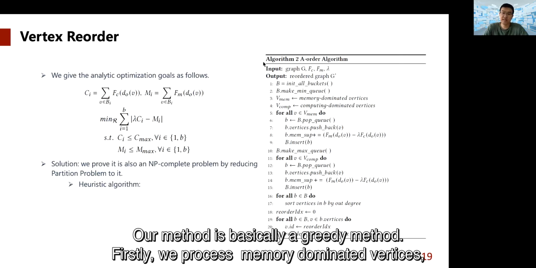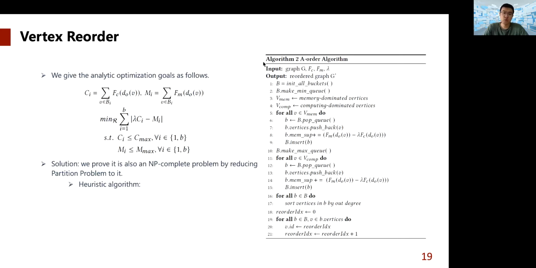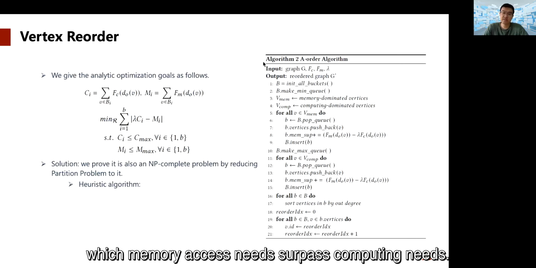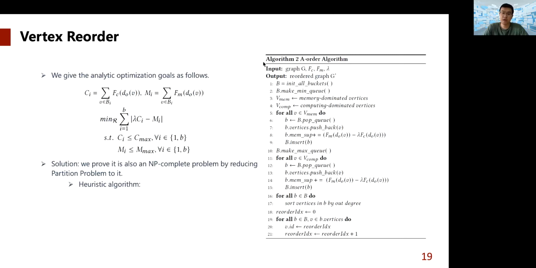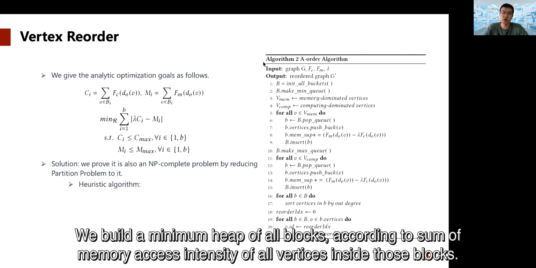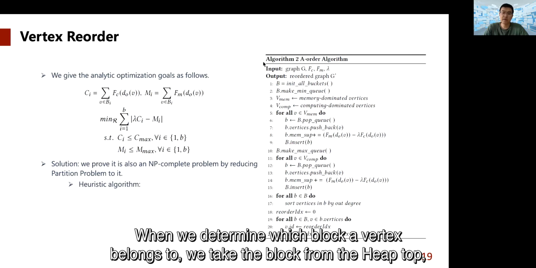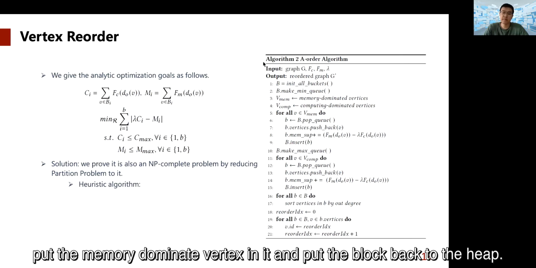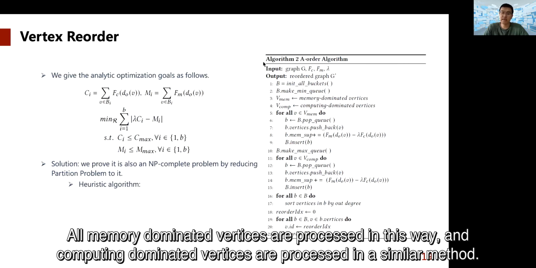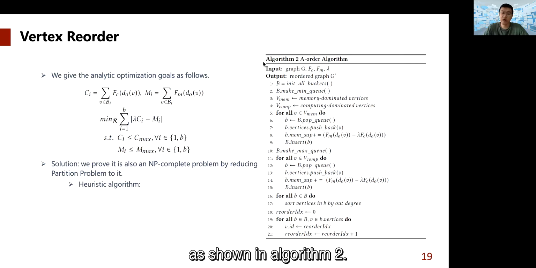Firstly, we process memory-dominated vertices, whose memory access needs surpass the computing needs. We build a minimum heap of all blocks according to the sum of memory access intensity of the vertices inside those blocks. To determine which block a vertex belongs to, we take the block from the heap top, put the memory-dominated vertex in it, and push the block back to the heap. All memory-dominated vertices are processed in this way, and the computing-dominated vertices are processed in a similar method, as shown in Algorithm 2.